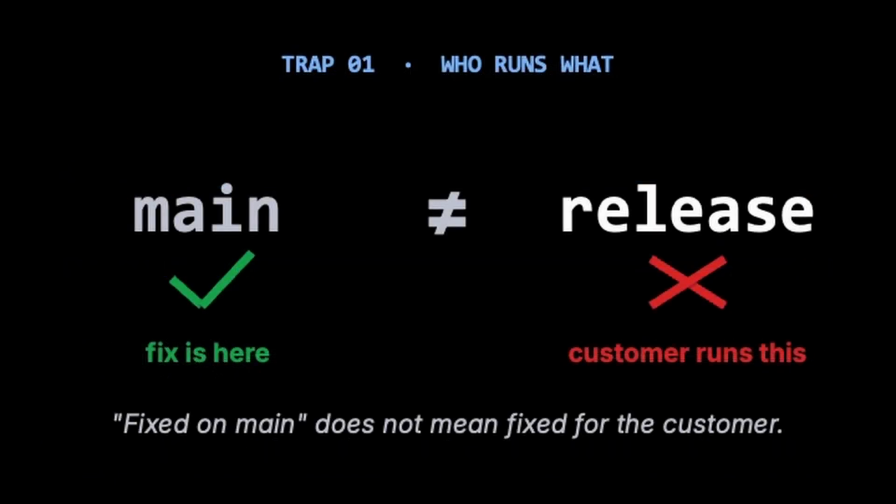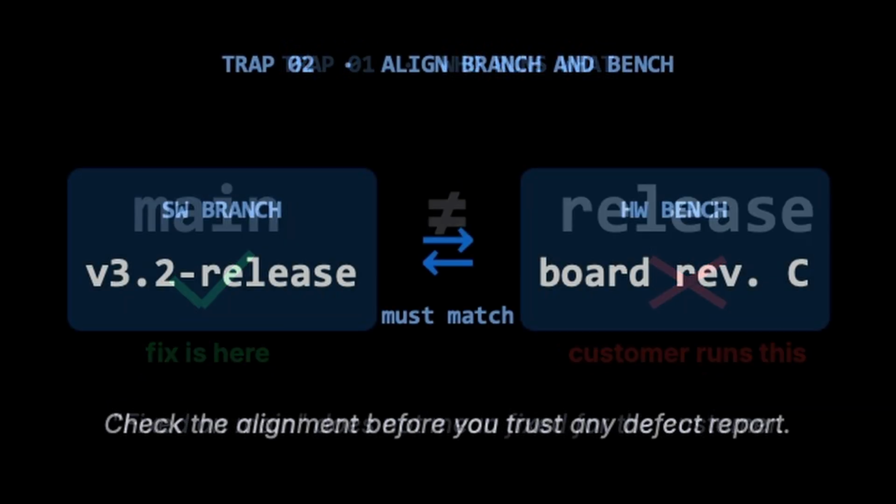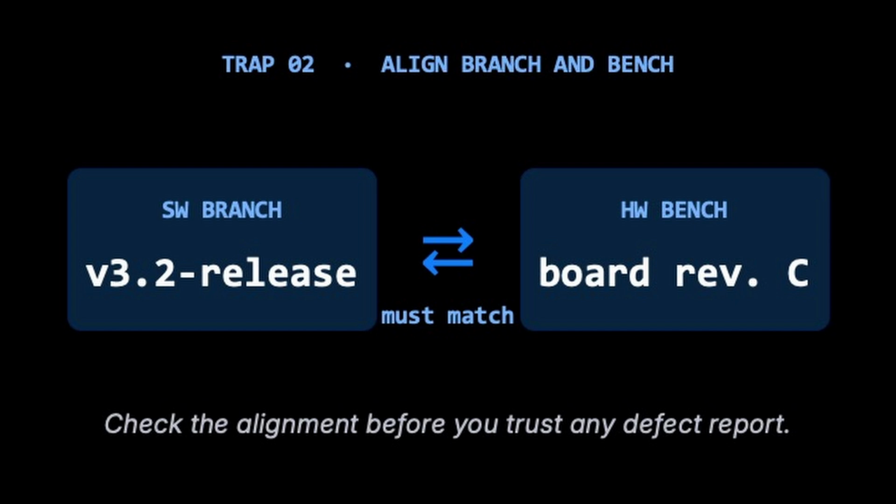The first is the assumption that fixed on the main branch means also fixed for the customer, and that is not the case. The customer might run a release branch and the fix has to be ported back to that branch and tested again. The second challenge is hardware and software mismatches. A software branch might assume a specific hardware revision, so it has to be checked whether the branch is dependent on the hardware or not, and whether the test setup matches with this dependency.